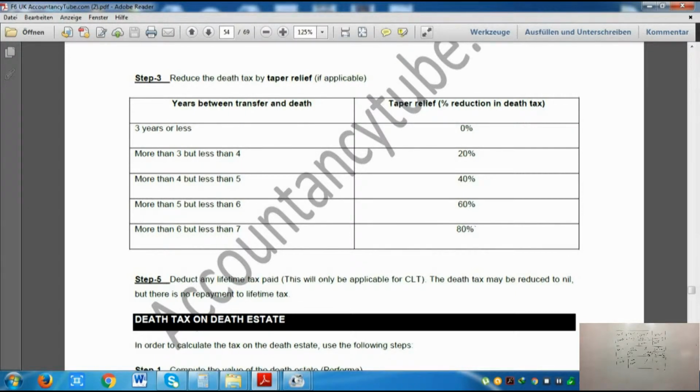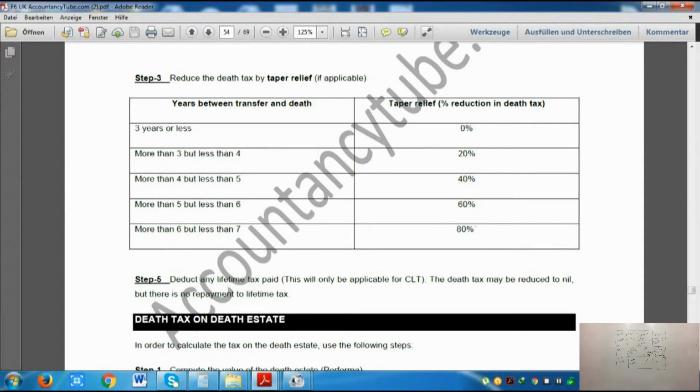Our next topic is death tax on the death estate. If someone did not transfer anything during lifetime and he died, then that would be his death estate. If he did not make any transfers, that property will be included in the death estate. Now how to calculate it? Compute the value of the death estate pro forma. We'll see the pro forma in a minute.